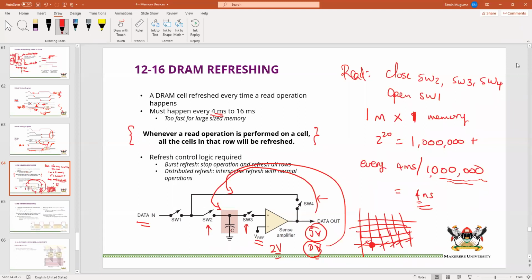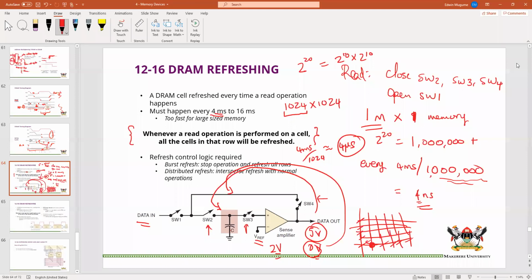If I'm reading in every row, I read here, I read there, I read there. It's not the same as reading everywhere else. So for instance, we know that our 1M by 1 is equal to 2 to power 20. And so how many rows are these? It is really 2 to power 10 times 2 to power 10. So this memory, if it was a square array, would be 1024 by 1024. Now, I just need to read through 1024 rows. And so my time would now reduce to 4 milliseconds over 1024, which is about 4 microseconds instead of 4 nanoseconds.